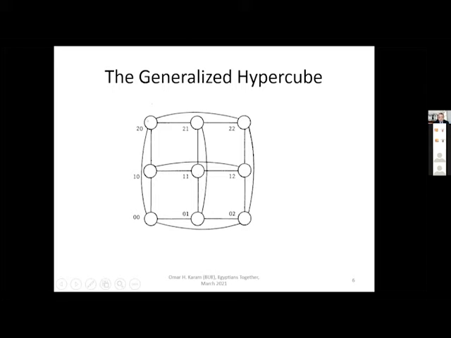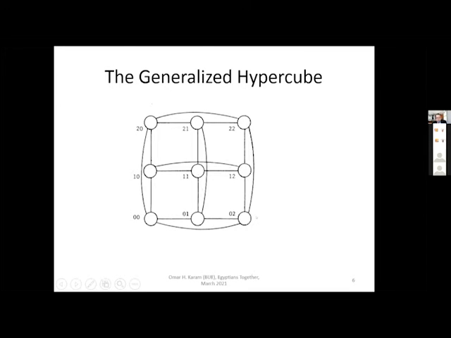So now, why is this important? Because the distance from any node, if you want to go from this node to this node, you can just hop to this node and then this one. So the maximum distance is the number of dimensions we have, which is 2.